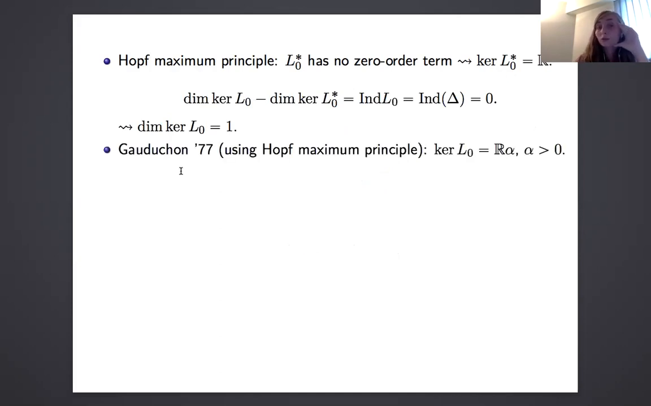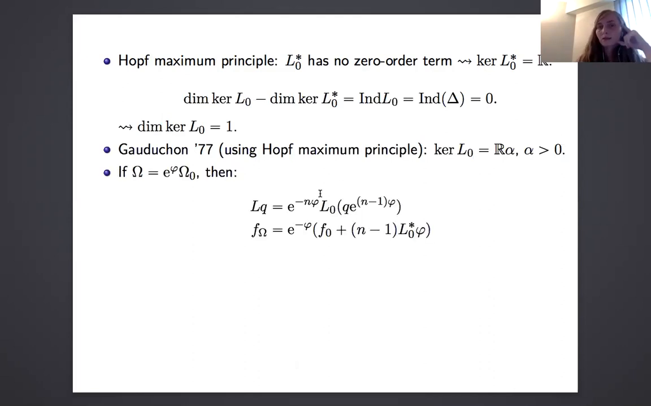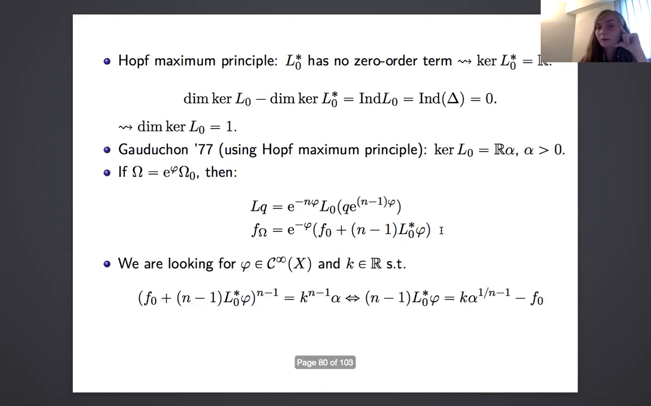And then Gauduchon, when he showed existence of Gauduchon metrics, again using the Hopf maximum principle, showed that in fact the kernel is generated by a strictly positive function, even though it's not necessarily constant. So what we do is we have a reference metric omega 0, and if we change it conformally, we have the following changes of formulas. So L changes in this manner, and F omega changes in this manner, and note that L0 star appears in this conformal change of F omega.